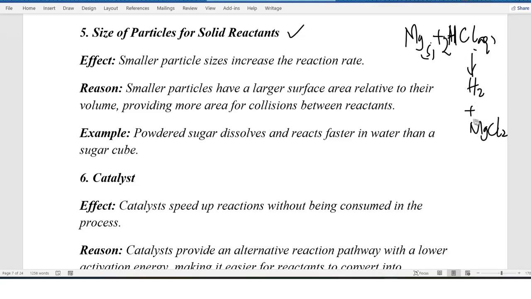So what would happen? Now, if you have, for example, magnesium ribbon or bigger particles of magnesium, something like this, then another one breaks down this ribbon into smaller particles. So here, the reaction rate will be high compared to this, because you have more magnesium presenting, of course, a larger surface area for reaction than where you have a ribbon. So powdered sugar also dissolves and reacts faster in water than a sugar cube.